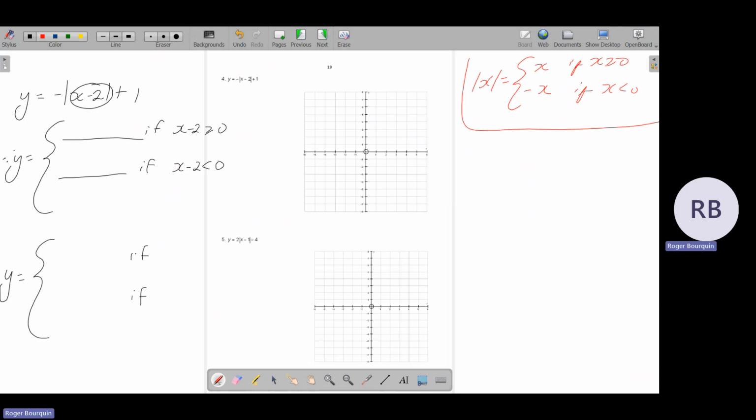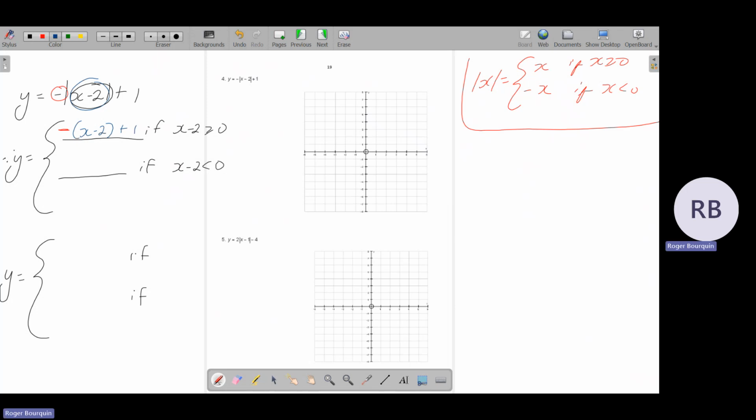So according to this definition, what happens here? If what's inside is bigger than 0, then it stays the same, right? So it stays the same as what it was. So I'm still going to have this negative sign here. That's not affected by this. But if what's inside is bigger than or equal to 0, then this stays the same. So it stays as negative x minus 2, sorry, and that stays as plus 1.